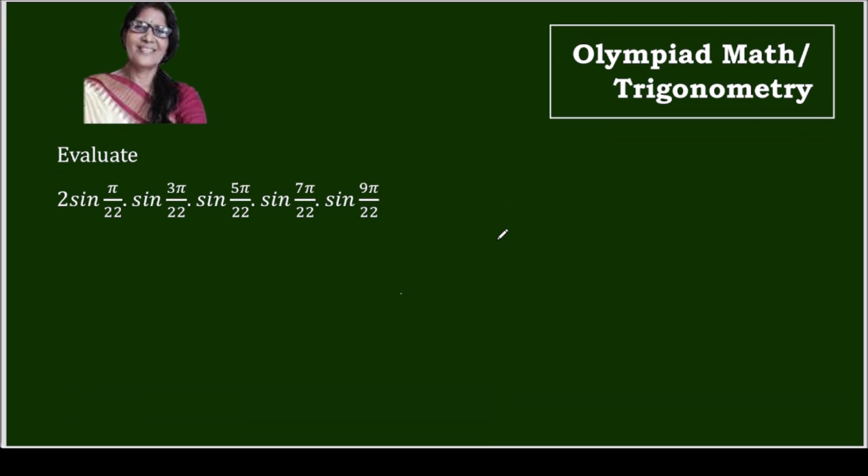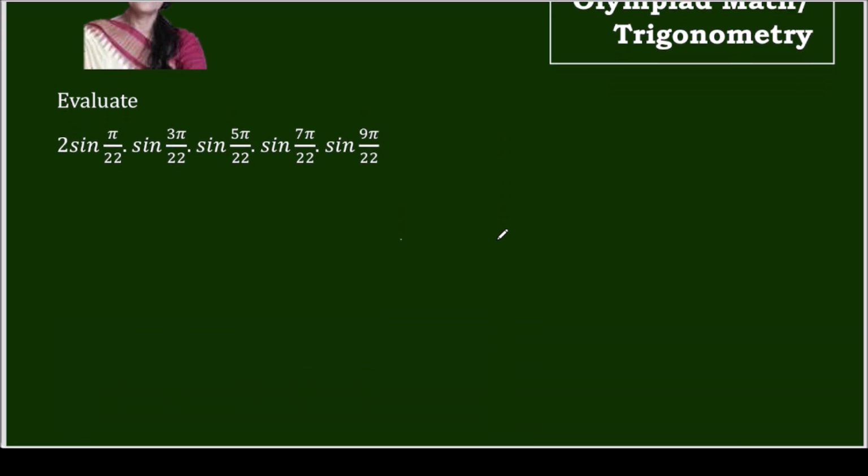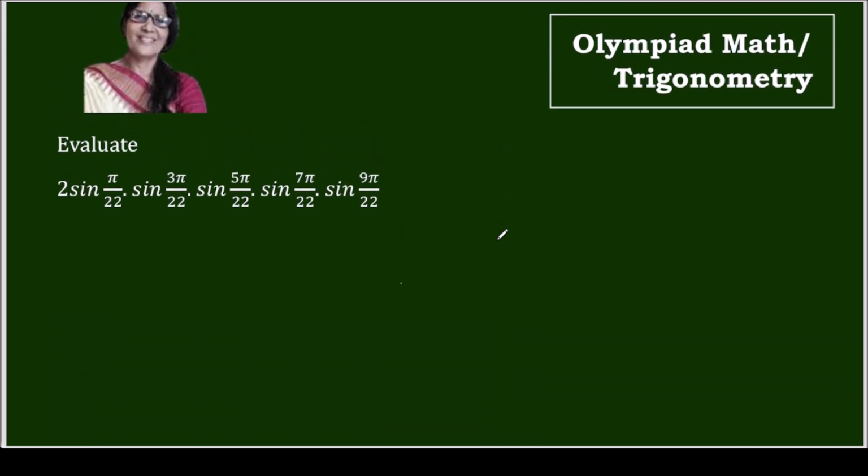So today's question is from trigonometry. Evaluate 2 sin(π/22) sin(3π/22) sin(5π/22) sin(7π/22) sin(9π/22). We have to find the value.